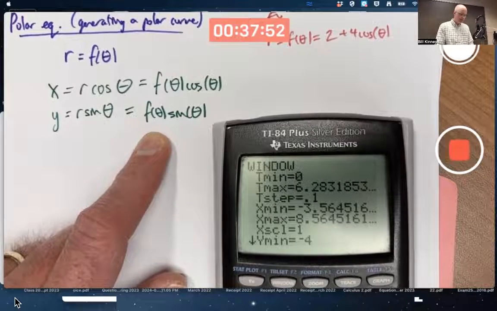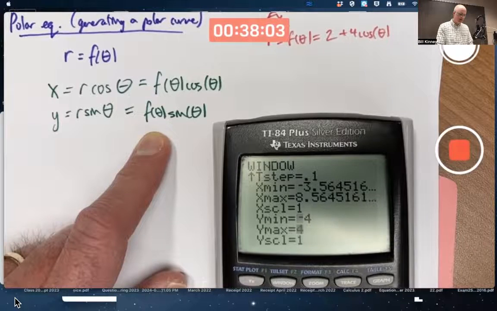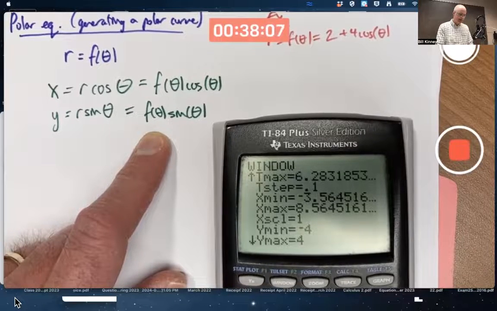Go to my window. T min max should be 0 to 2 pi. Actually, the x min max and y min and max here are the z square choices, I believe. I think I did this in the last class. You could do -2 to 7 like I did before if you want.